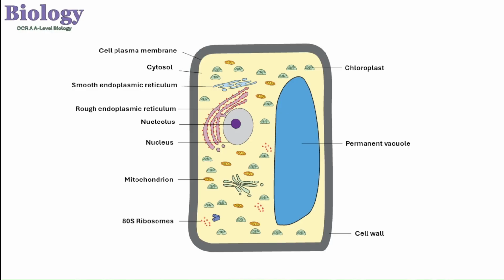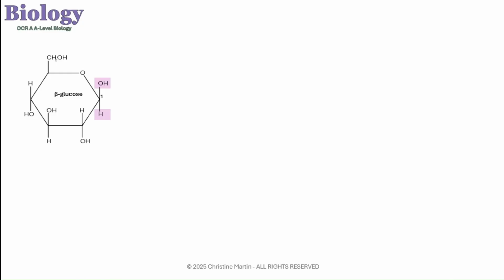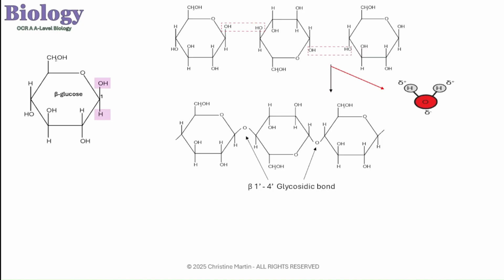So what is cellulose then? Well, cellulose is a polysaccharide made from many beta-glucose molecules. Remember, to identify a beta-glucose molecule, you need to look at carbon number 1. The hydrogen is below and the hydroxyl group is above. So the polysaccharide cellulose is made from many beta-glucose monomers held together by glycosidic bonds.